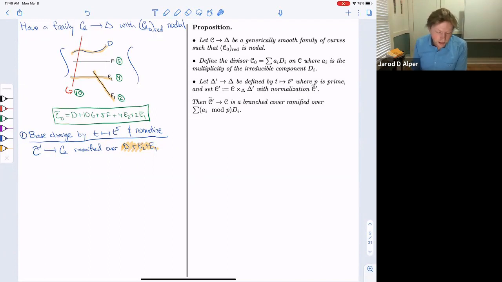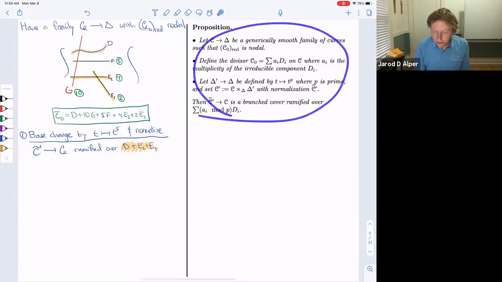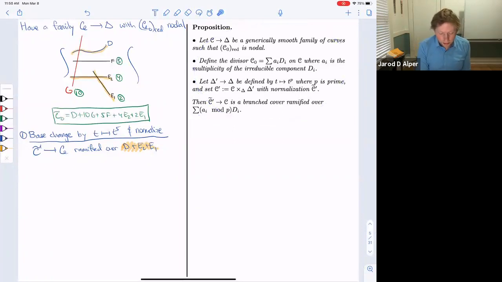And I now have some choices of which base changes to apply. I could either base change by t goes to t to the fifth, or I could go t goes to t squared. I think doing it this way first is easier. So I base change by the prime 5, and I normalize. And so what that tells me, if I look at this, the only coefficients that are not divisible by 5 are D, E2, and E1. So that tells me that the normalization, this proposition on the right-hand side, is going to tell me that the normalization is ramified over D, E2, and E1.